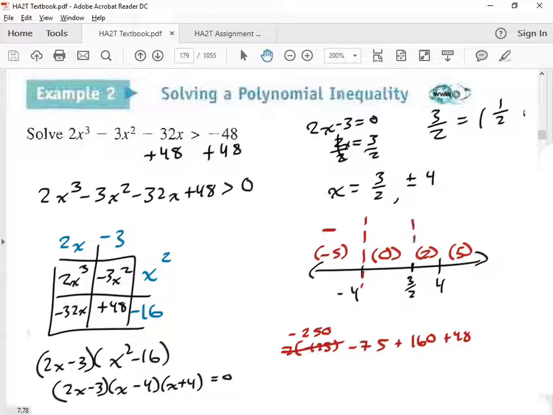All right, what about this next interval? This one should be pretty quick because it's 0. If I plug 0 into that, it's 0, 0, 0. Then I have a positive 48. So what is it? Positive.